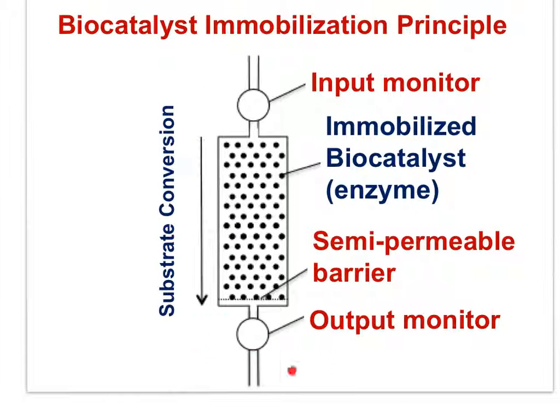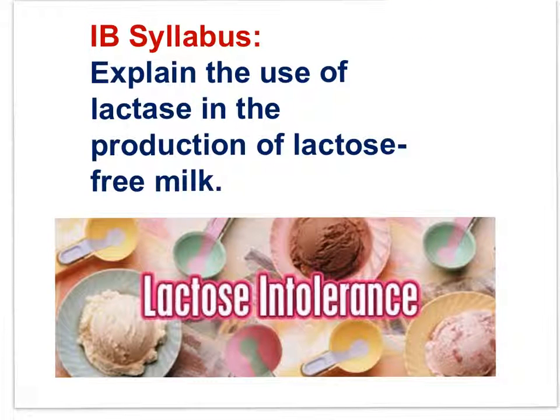Here's an example of an apparatus where the enzyme is immobilized in a gel or immobilized by being attached to inert beads. The substrate is poured through the column and transformed to product as it contacts the high concentration of enzymes, immobilized enzymes, inside the apparatus. Here's a relevant IB syllabus statement to the use of immobilized enzymes in industry. Explain the use of lactase in the production of lactose-free milk.